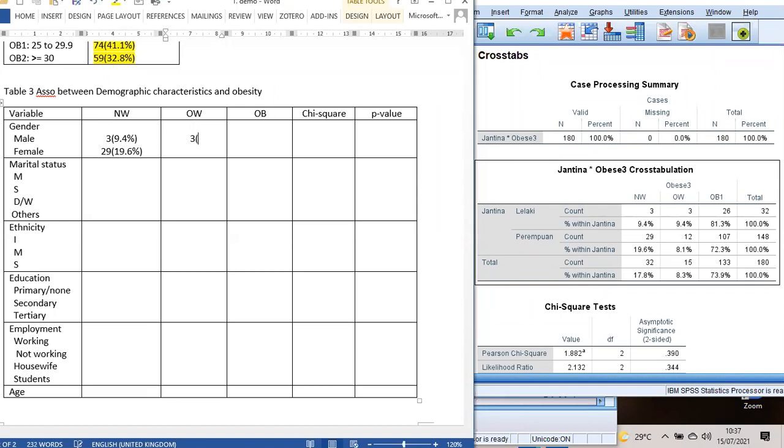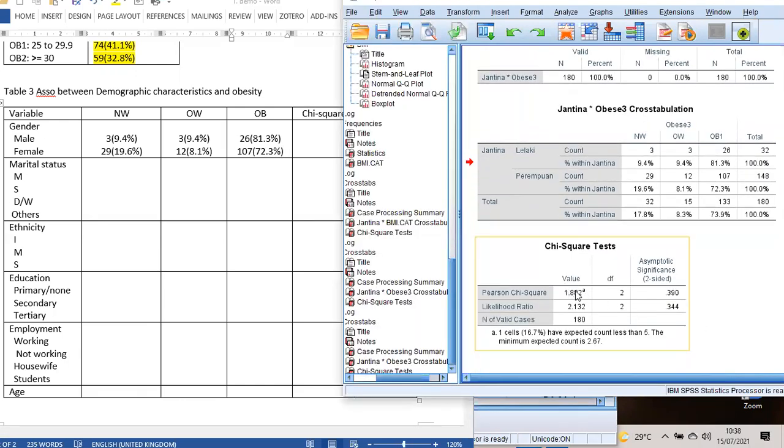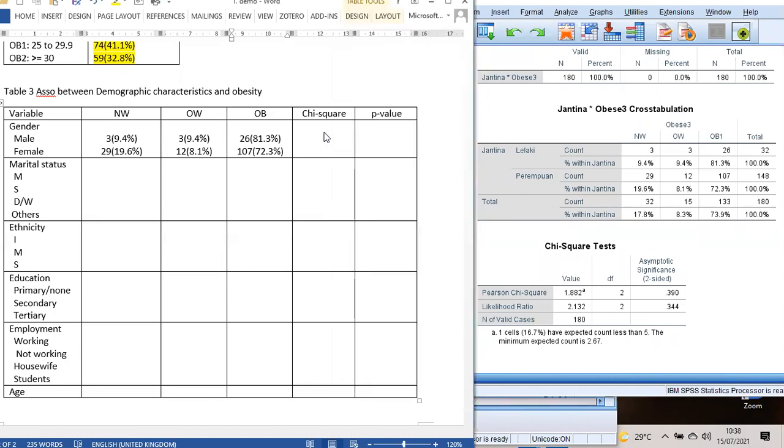Overweight 3, 9.4. What about the other members in this group? 12, 8.1. 26, 81.3%. And then 107, 72.3%. Okay, this is the chi-square value, 1.882. And that's the p-value, 0.390.